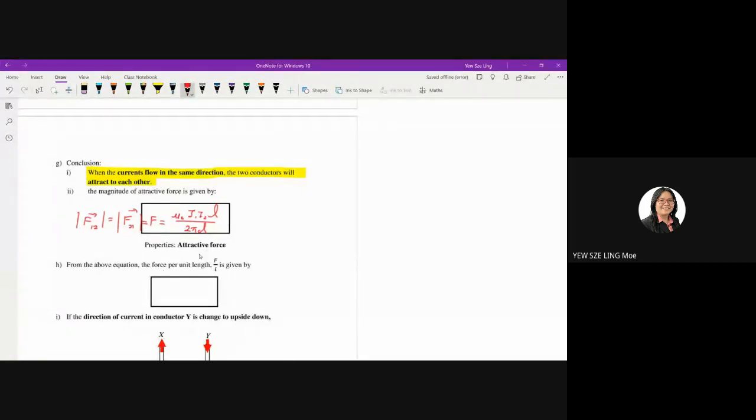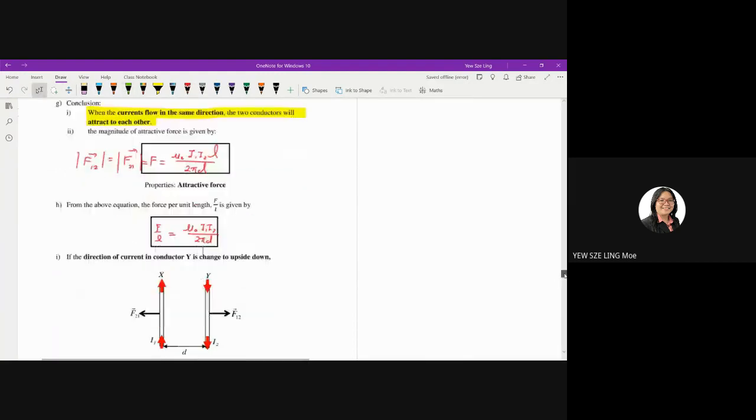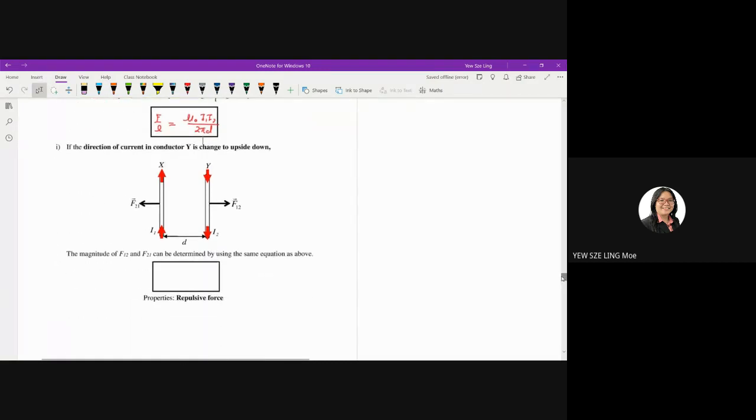From the above equation, if you rearrange it, you can just rewrite it as F over L equals mu naught I1 I2 over 2 pi d. You just rearrange from the previous equation. The important thing is you must know how to determine the direction. The direction is a bit difficult to explain in lecture because time is limited. Later in the tutorial, your tutorial lecturer will focus more on how to apply Fleming's left-hand rule or the right-hand grip rule in the questions. You will practice in the tutorial, so don't worry about that.